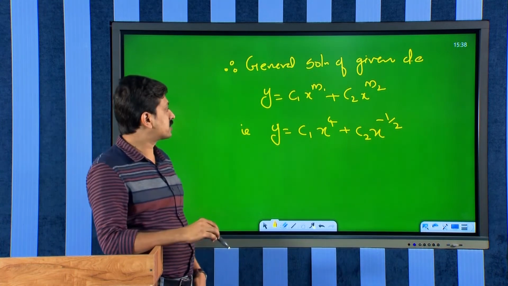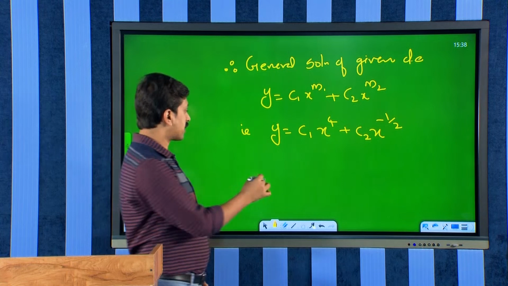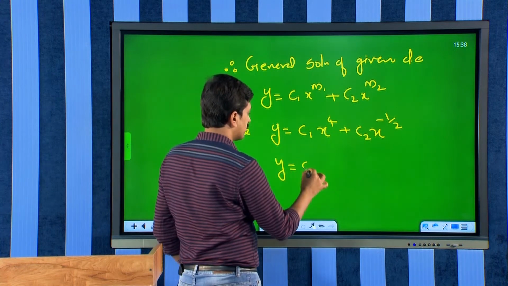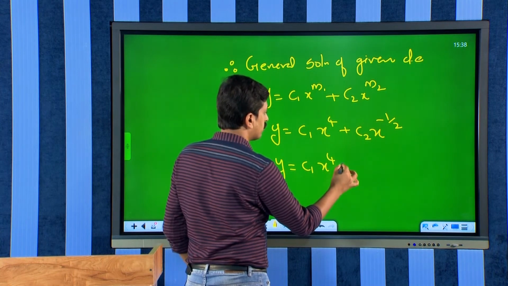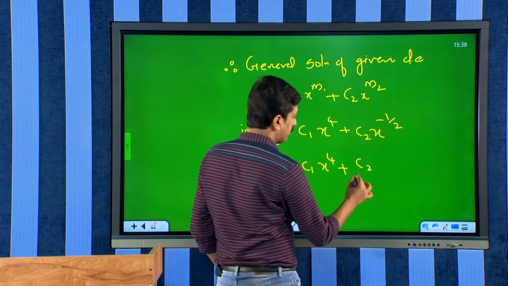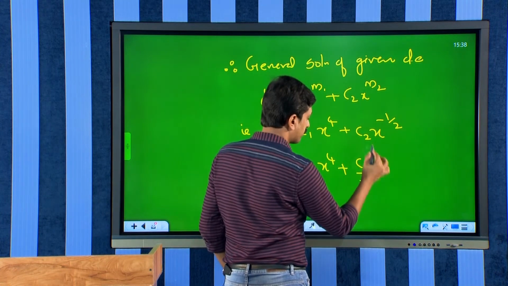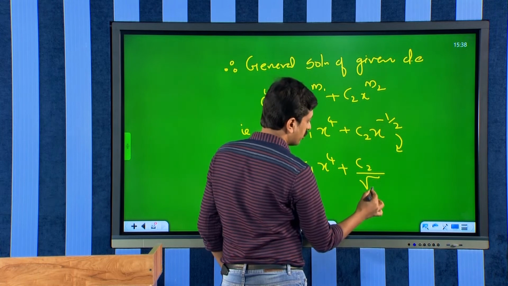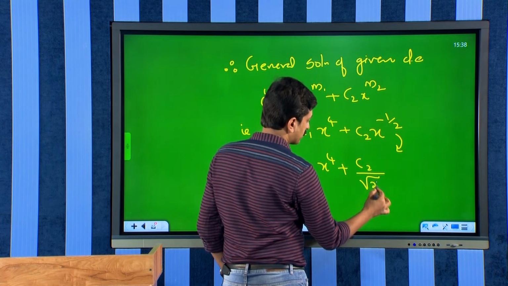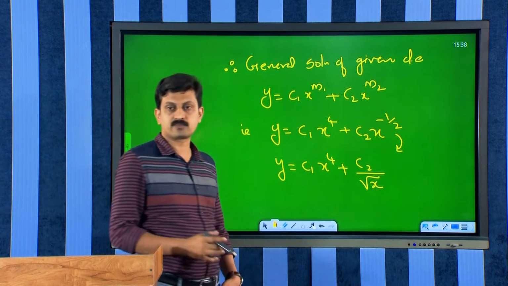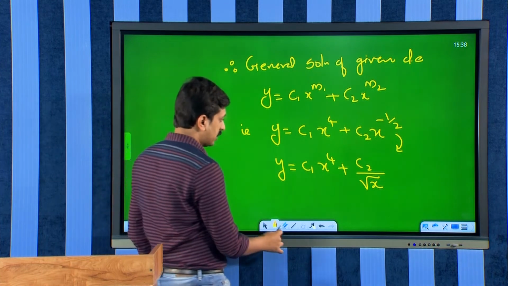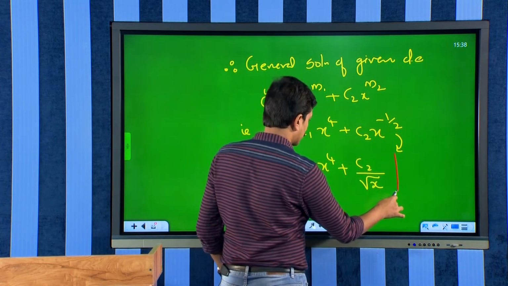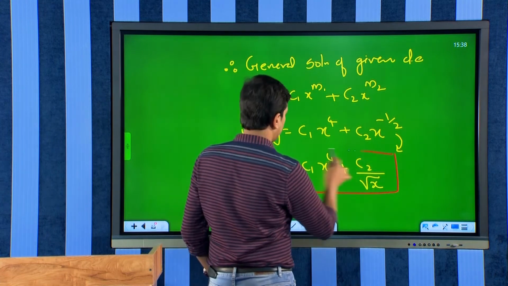Okay, c2 x raised to minus 1 by 2. Also we can write this as y is equal to c1 x raised to 4 plus c2 divided by x raised to 1 by 2. We will take this to the denominator, x raised to 1 by 2. X raised to 1 by 2 is root x. So this is the general solution of the given differential equation.